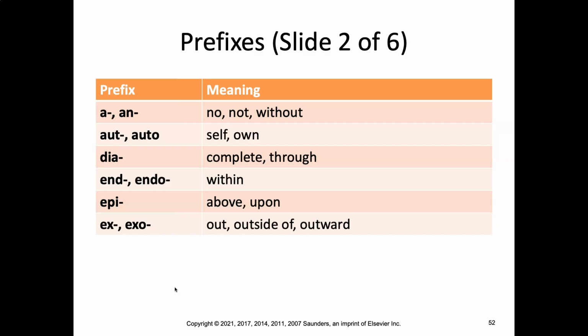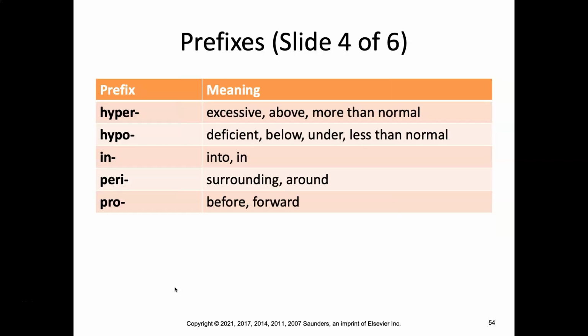And again, you're going to see a couple here that are only one letter difference. And thankfully, they have the same meaning, but you'll want to watch out for that. So a and an mean no, not, without. Ante and auto, dia, end and endo, epi, ex and exo, hyper and hypo. I'm going to pause here because these two are some of the most critical that you will run across. Hyper is too much of something. Hypo is not enough of something.